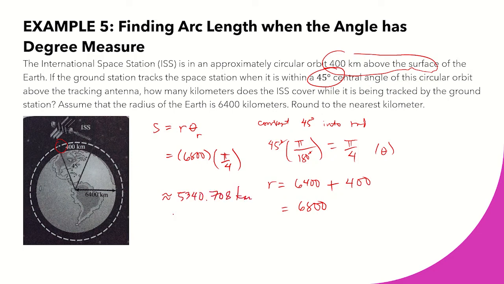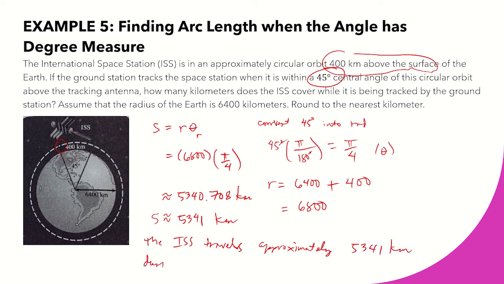5,340.708 kilometers. But we're asked to round it to the nearest kilometer, so no decimal place. The digit after the ones place is 7, and that's higher than a 5. So we need to round off our 0 here in our ones place into 1. So our final answer is the ISS travels approximately 5,341 kilometers during the ground station tracking.